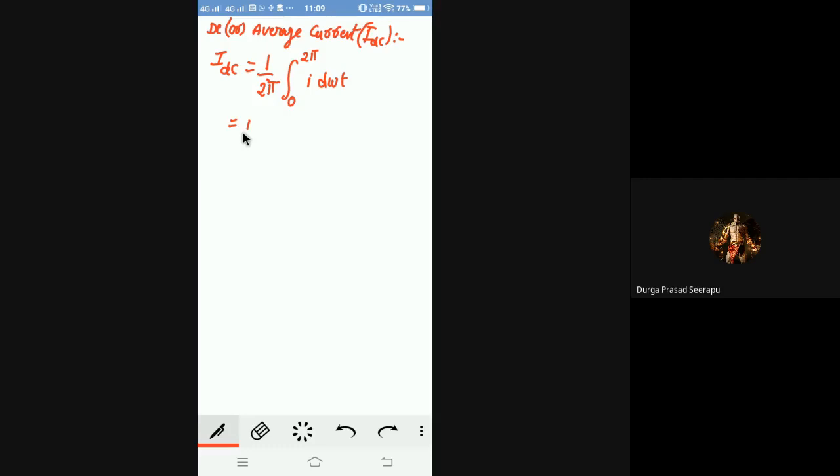I_m sin omega t, from 0 to pi. This value is the integral of I_m sin omega t d omega t. What about pi to 2pi? This value is 0, so integrating 0 gives 0. That is why I directly put 0. Otherwise, it is a 0 from pi to 2pi, 0 d omega t.